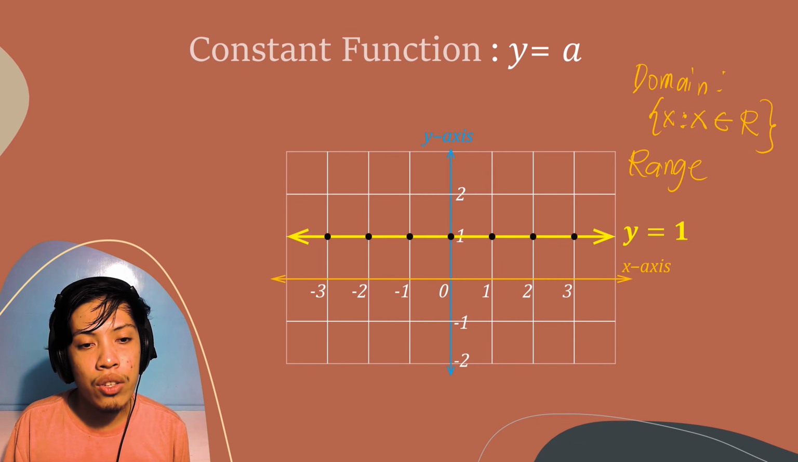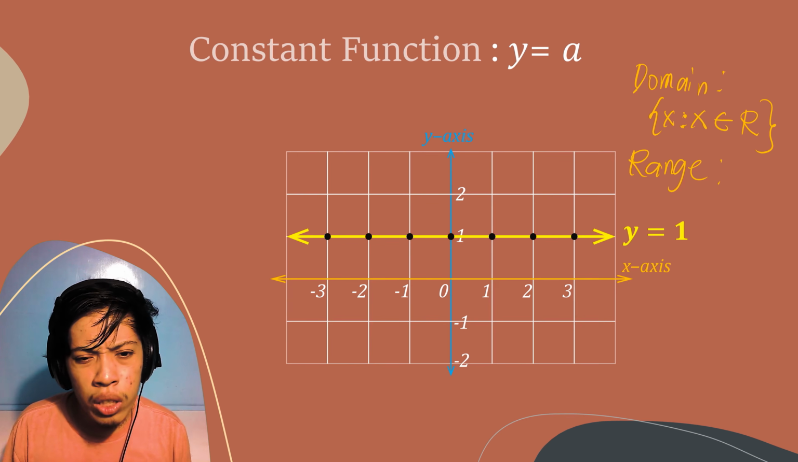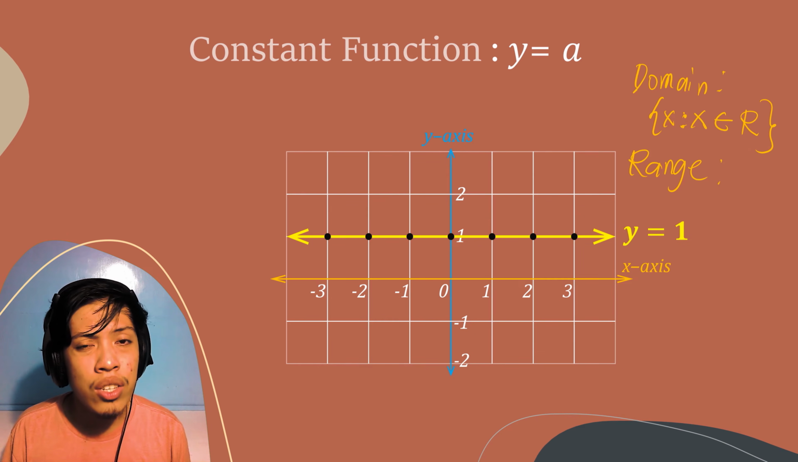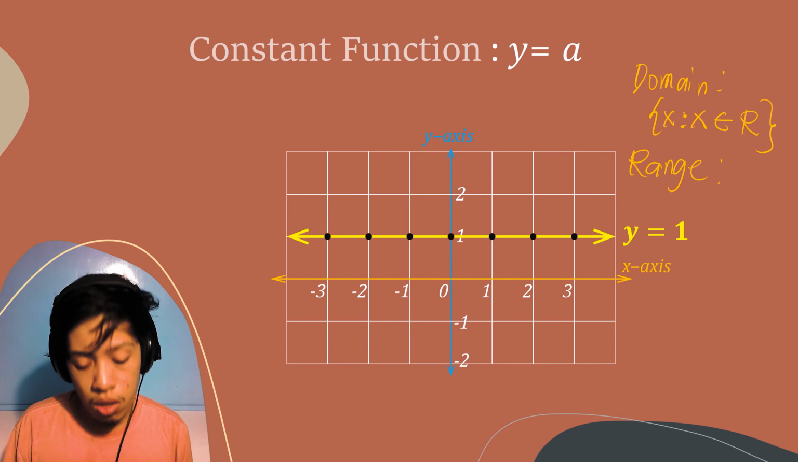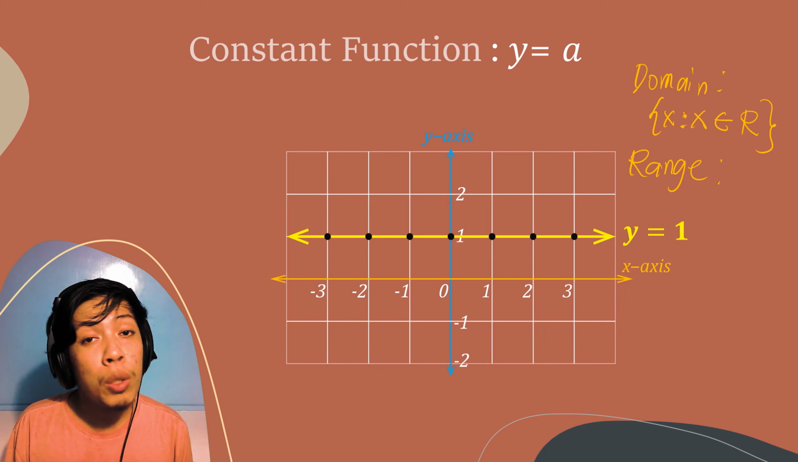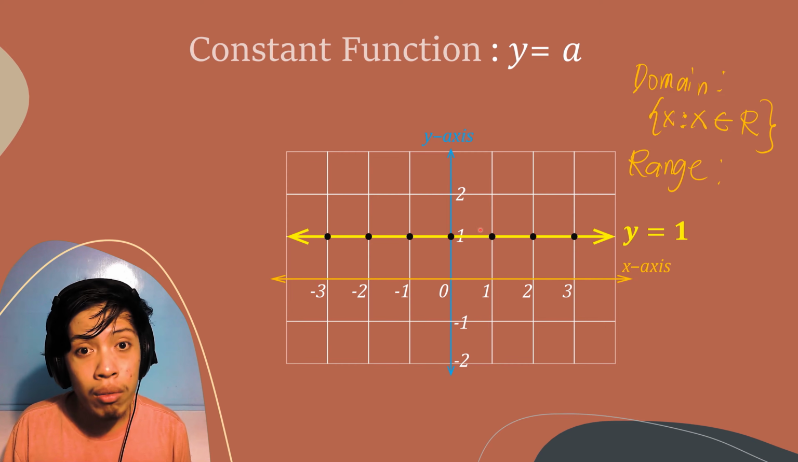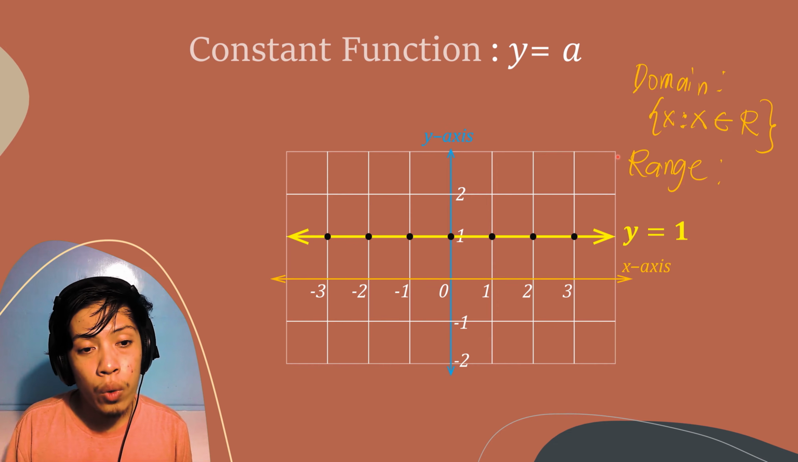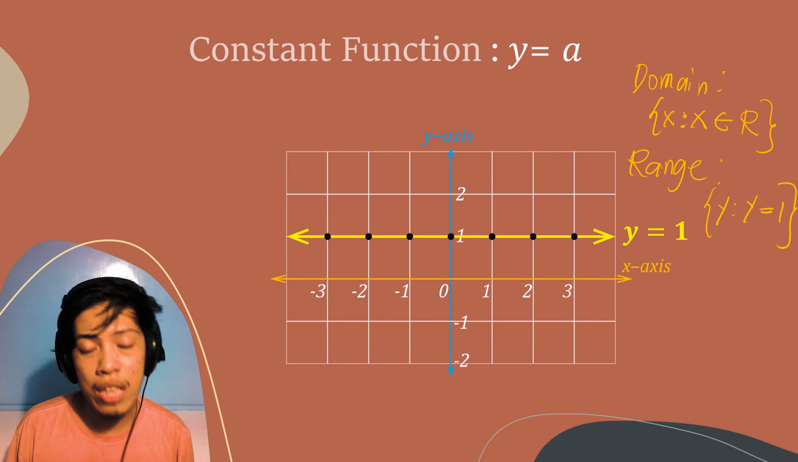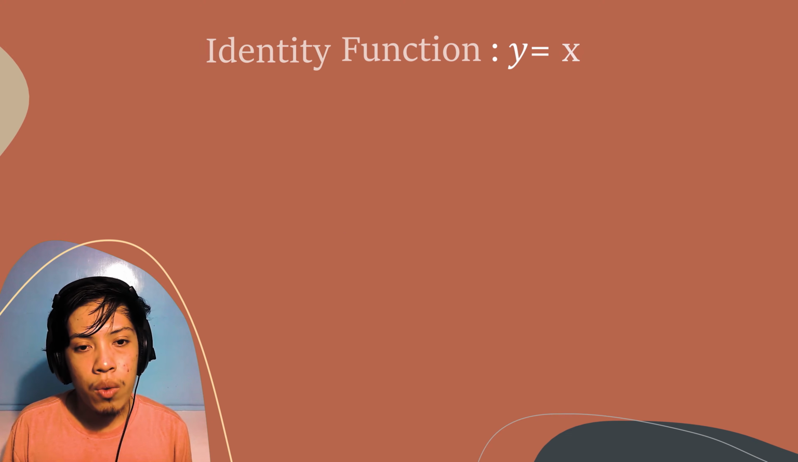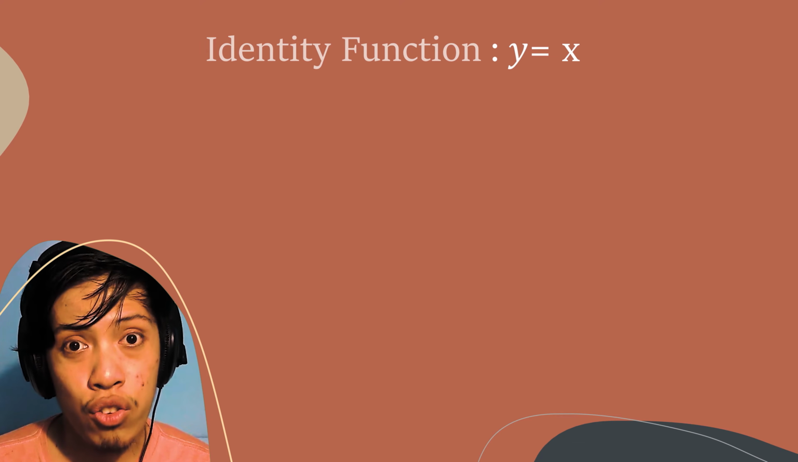How about the range? How do we determine the range? Now look at the line. Take note that the range is the set of all possible values of y. Since, if you look at the graph, the only possible value for y is 1, and there are no other possible values, your range would be y such that y is equal to 1. That's your range.